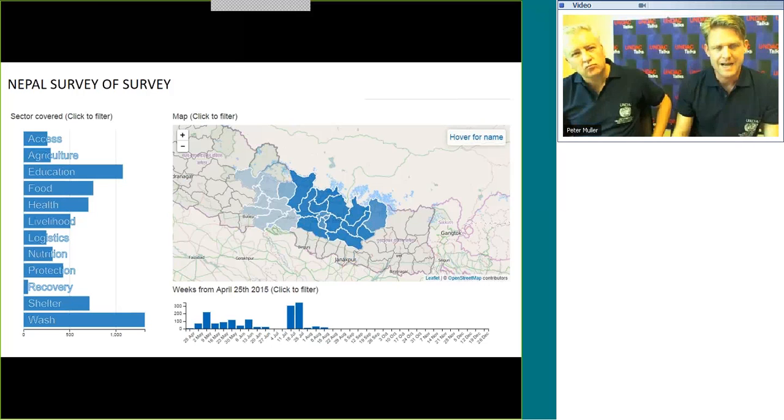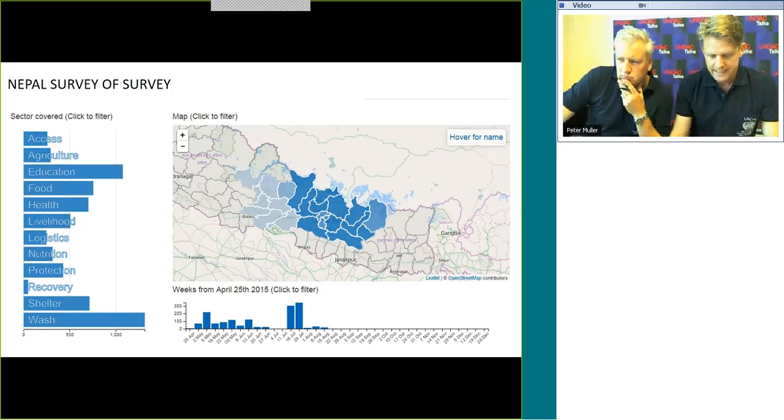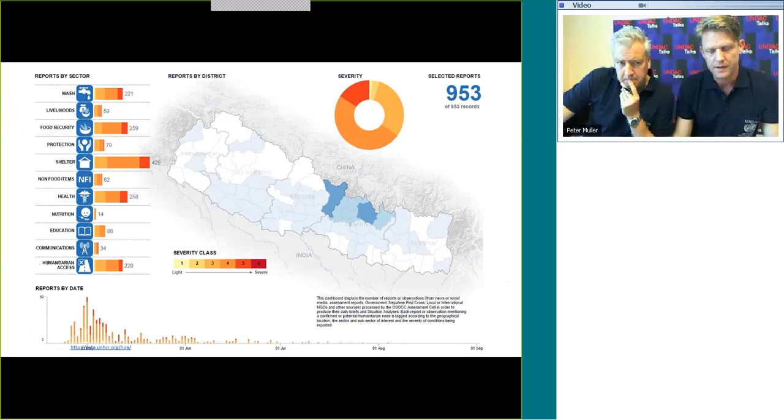So we produced these maps, the severity maps of districts. We tried every day to basically produce something. A few examples.